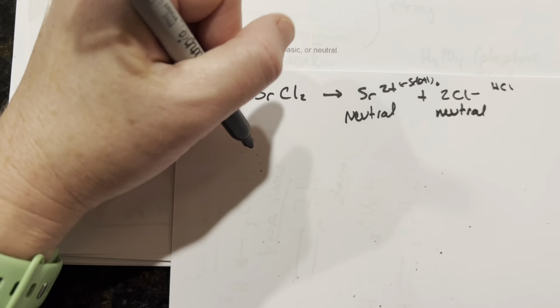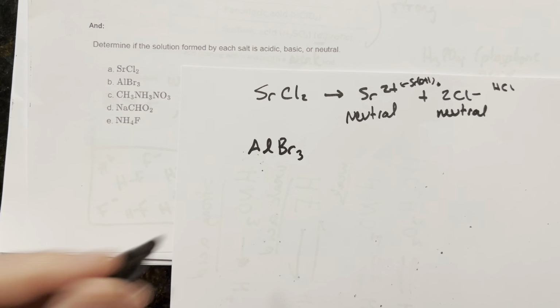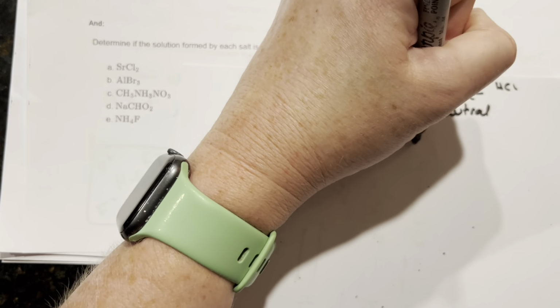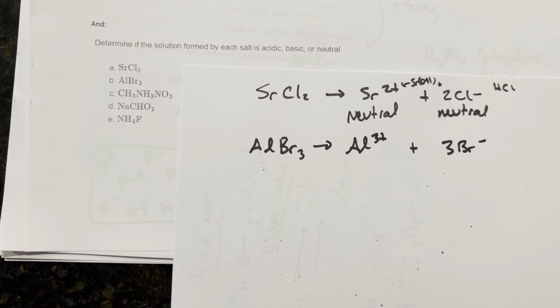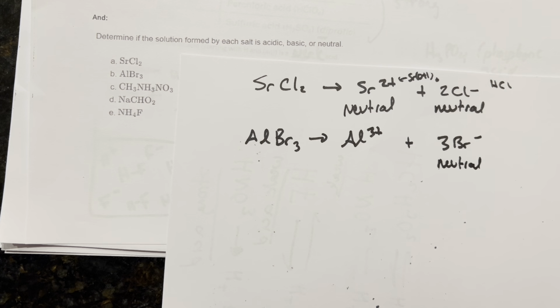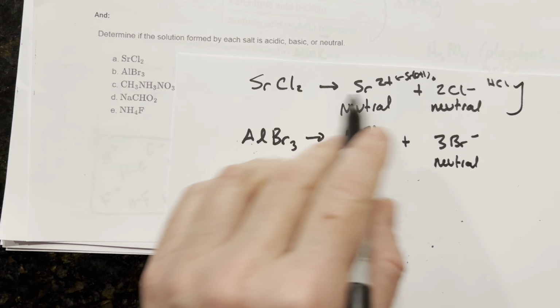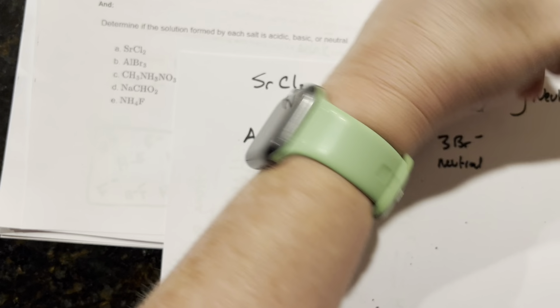Aluminum bromide. Let's look at these individually. Let's look at the aluminum and the bromide. The first thing I see is bromide. I know that HBr is a strong acid, so this guy must be neutral. Oh, by the way, with this whole thing, you just look at both of them and see which one's stronger. If together they're both neutral, then this whole salt will be neutral.